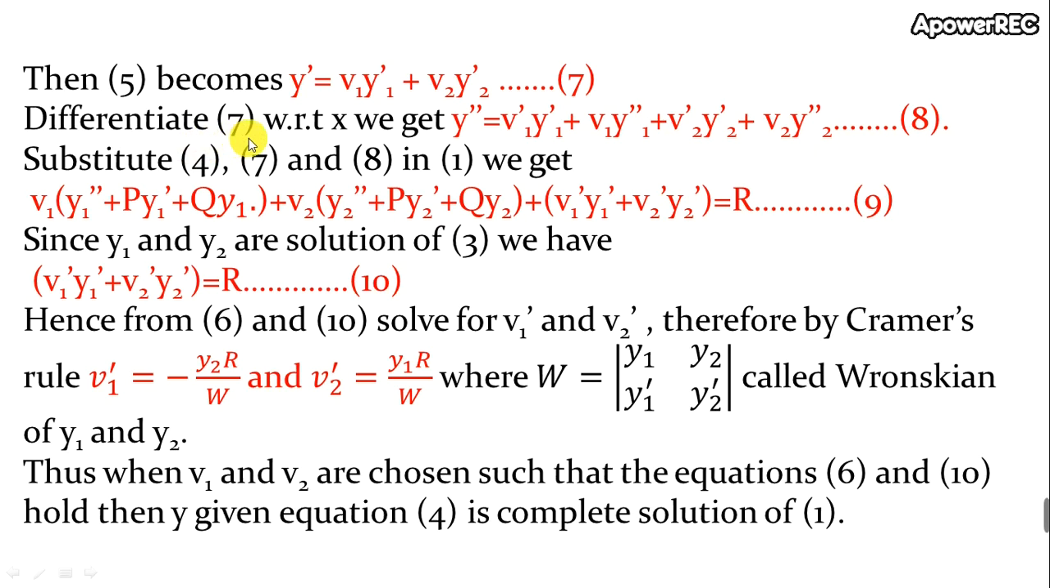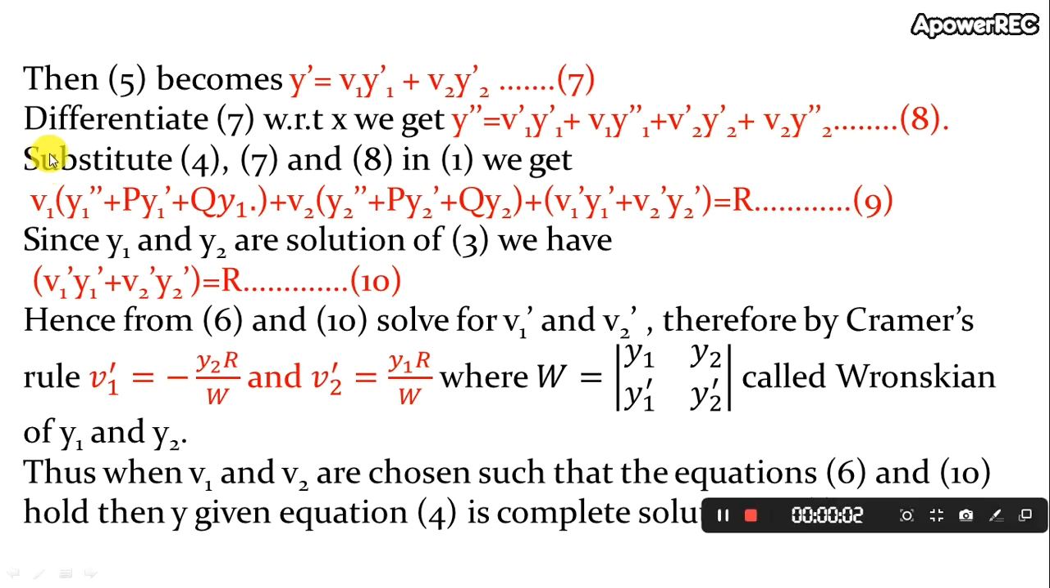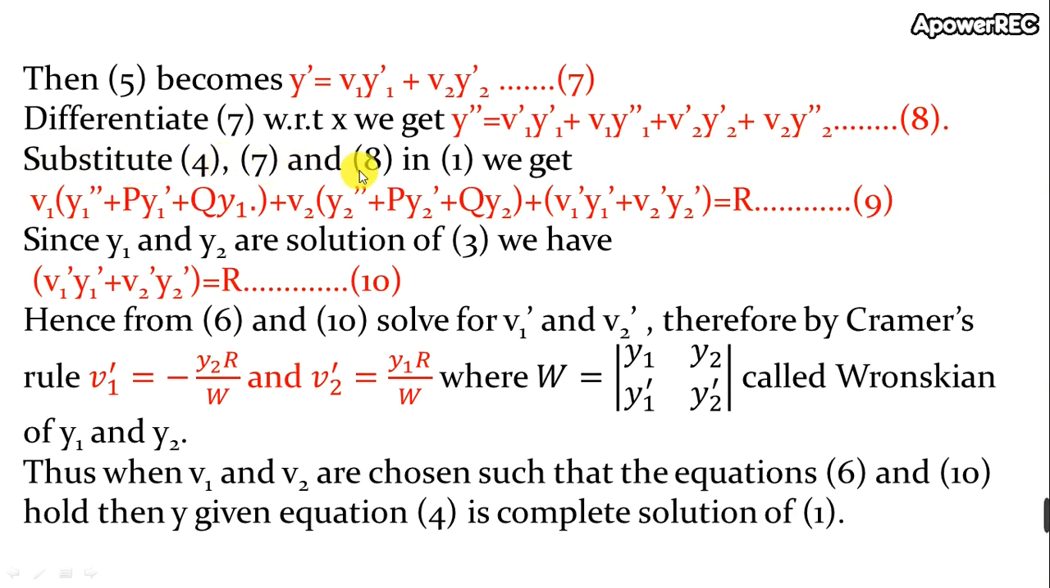Again differentiate equation 7 with respect to x. We get y double dash is equal to v1 dash into y1 dash plus v1 into y1 double dash plus v2 dash into y2 dash plus v2 into y2 double dash. Here also we apply the product rule. Substitute equation 4, equation 7 and equation 8 in equation 1.